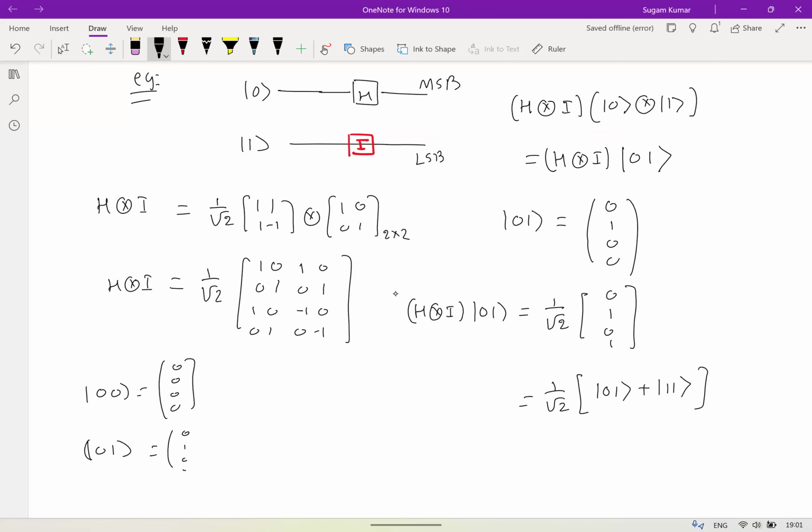Sugam, 0 0 has a 1 in the first element, no? Yes.